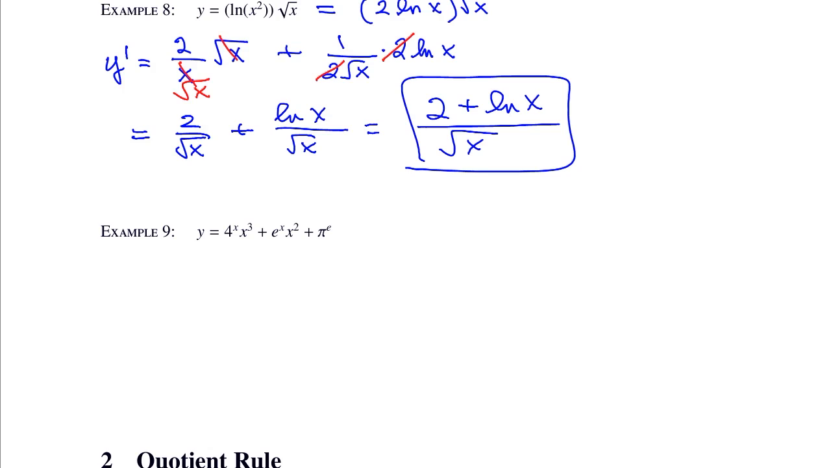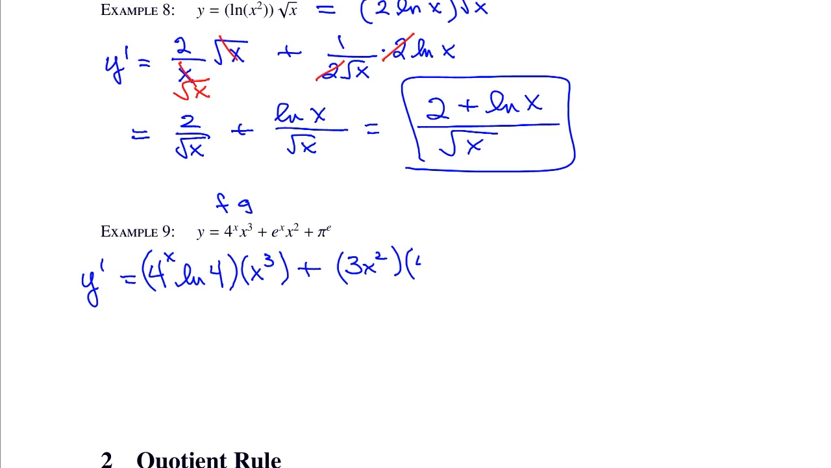All right, let's check it. So on the small scale, we have an f and a g here. So y prime is going to be, what is the derivative of 4 to the x? 4 to the x, ln 4, times x cubed unchanged, plus the derivative of x cubed, times 4 to the x unchanged. So that is the derivative of just this first piece right here.